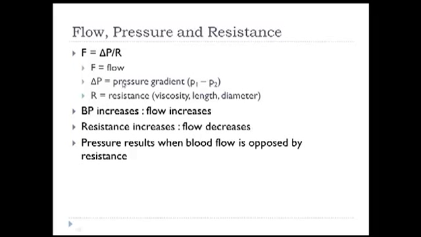So with our change in pressure, we take wherever the pressure is the highest minus the pressure that is the lowest, and we divide it by the resistance. And once again, looking at it, we have viscosity, length, and diameter. So if you think once again to veins versus arteries, veins usually have a very large diameter, whereas arteries will have a little bit smaller diameter. So veins will have lower pressure versus arteries, which will have higher pressure.